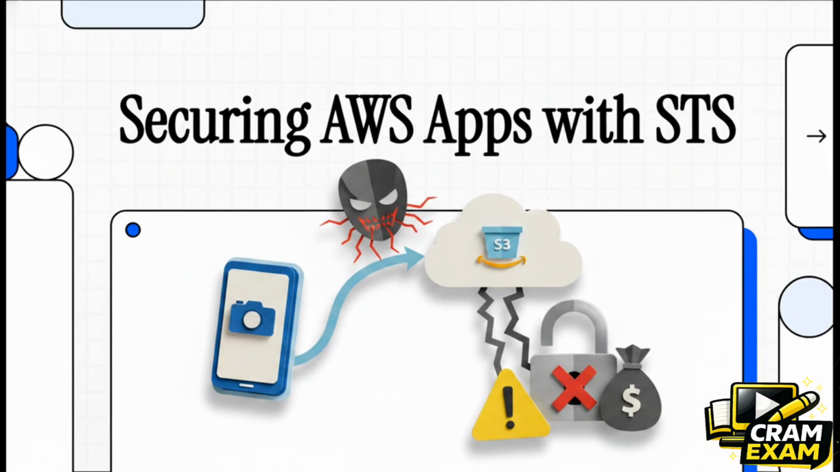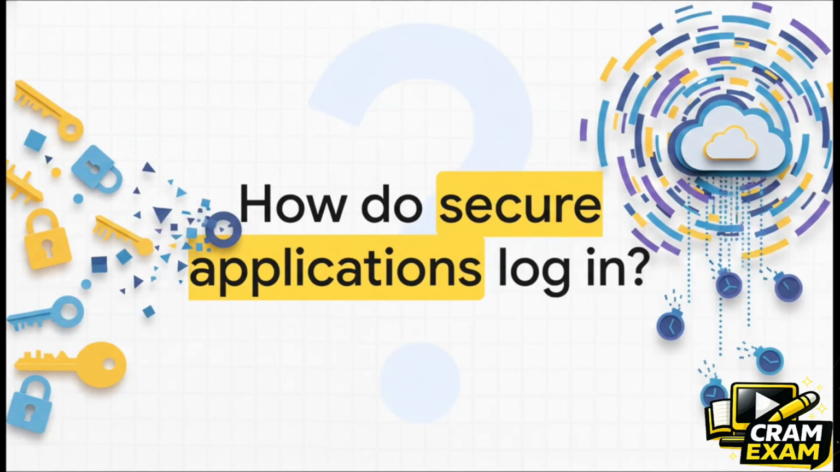Well, if your very first instinct is to grab an IAM user's permanent access key and hardcode it right into the mobile code, you are walking straight into a massive trap. Seriously. Because a hacker will simply reverse engineer your app, rip out that permanent key, and potentially hold your entire cloud account for ransom. So how do modern, highly secure applications actually log in?